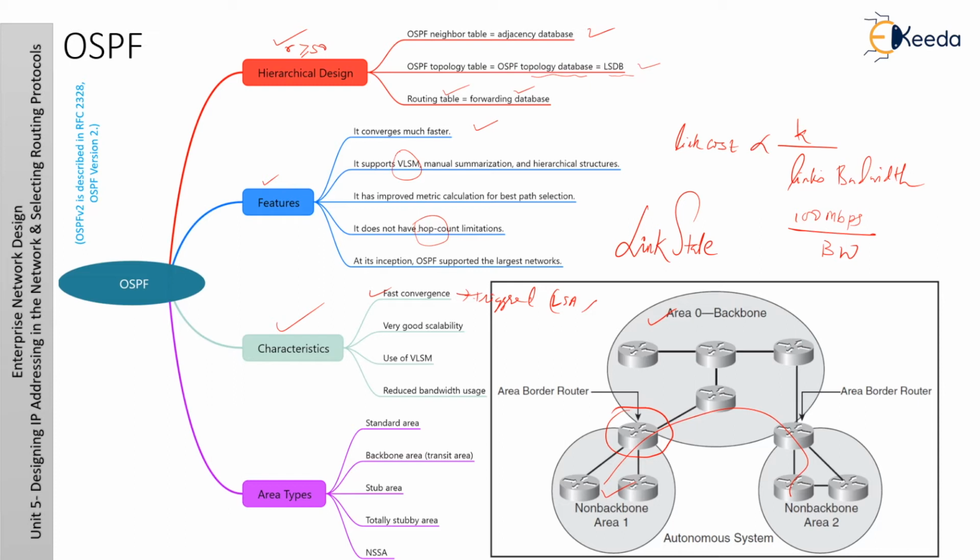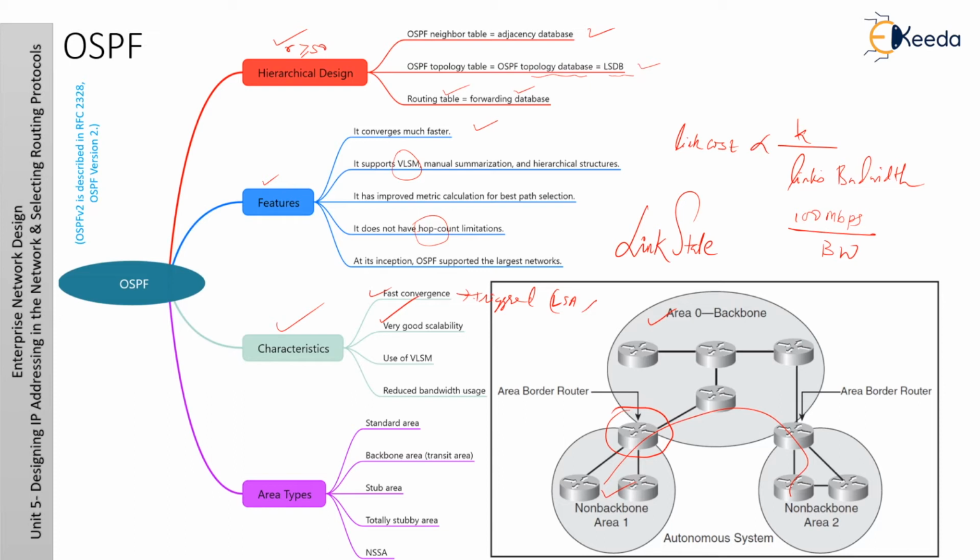If the network includes faster links, the cost formula can be recalibrated. So we have already seen numericals related to this in the previous lecture. Then come to very good scalability. Okay, this is another characteristic.